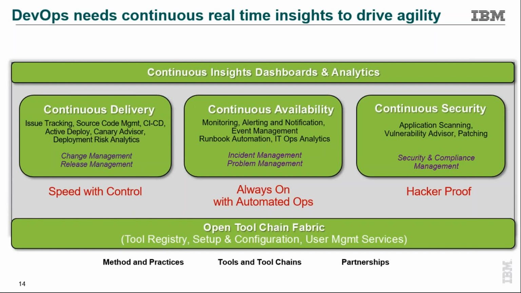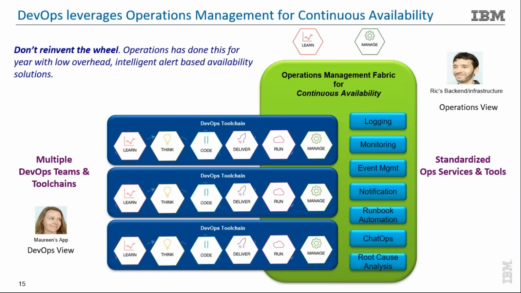Then the third aspect is continuous security, making sure you're not breaking the security of the app as you keep evolving it. And that introduces the idea of what we call the open tool chain, a DevOps tool chain. You'll see a little bit as I talk about in the next slide. The idea is that DevOps users use what we call the DevOps tool chain. And if you go to slide 15, this is a representation of what this is.